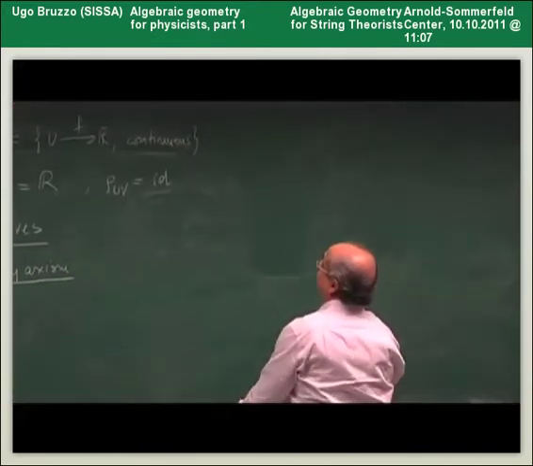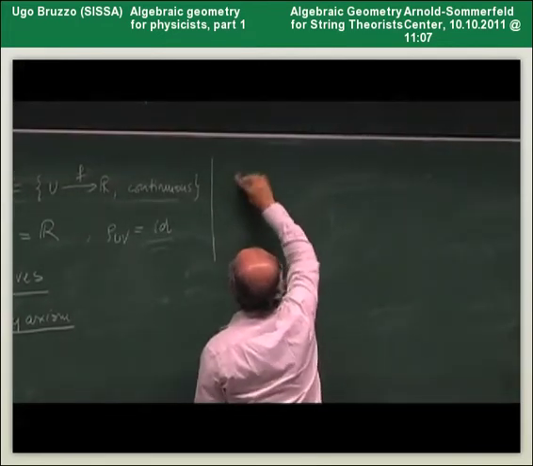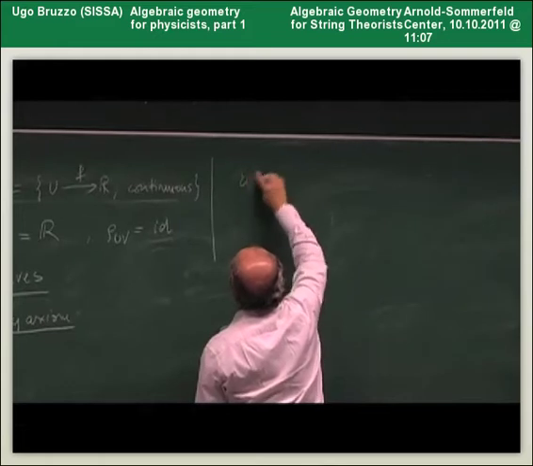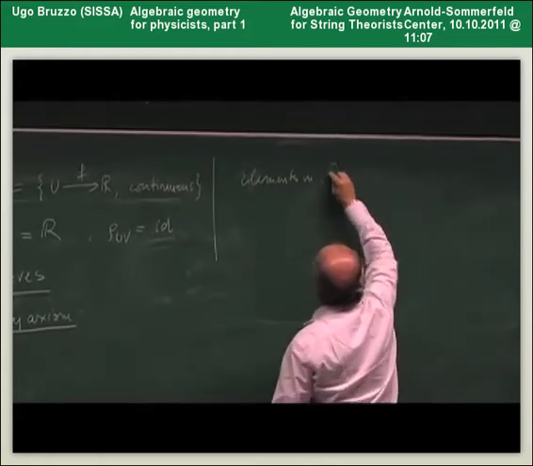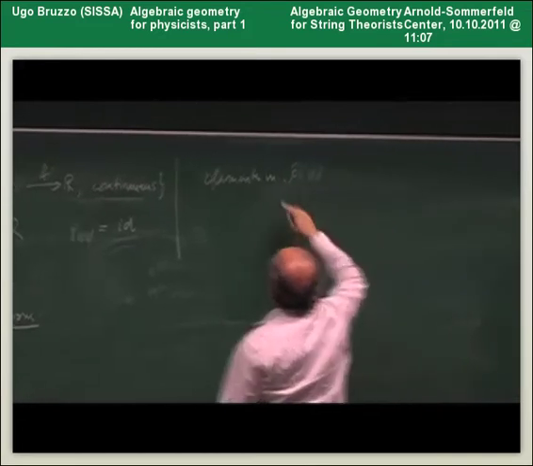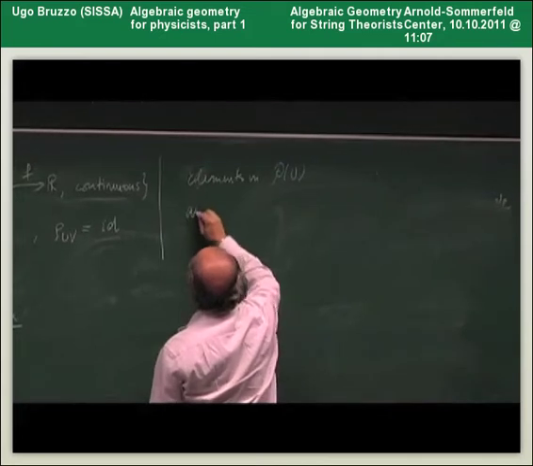I should add something about the terminology. If you have a pre-sheaf, the elements in the group we associate to an open set are called sections.